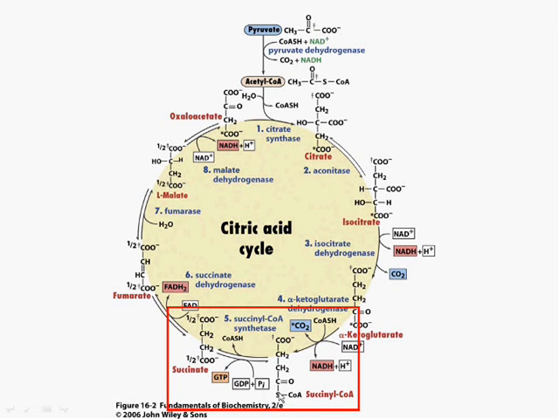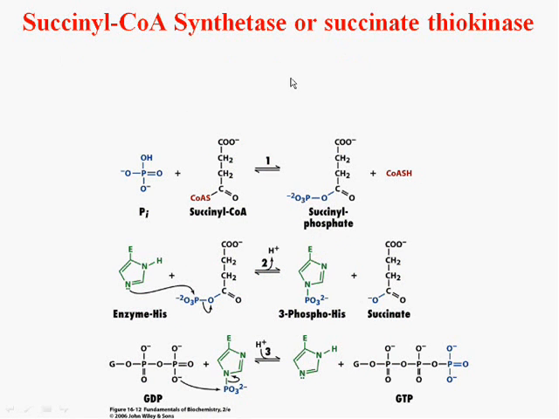And in the process, that high energy thioester is hydrolyzed, its energy is used to make the GTP if you're a eukaryote, and the coenzyme A is released as CoASH, as you can see right there. And succinyl-CoA is converted to succinate. So let's look at this reaction. Succinyl-CoA synthetase is also called succinate thiokinase. Please know both names for this enzyme.